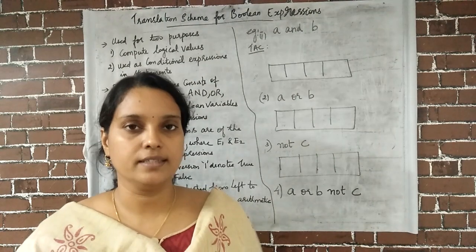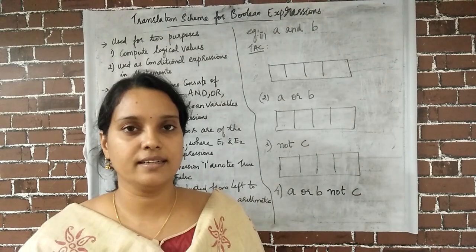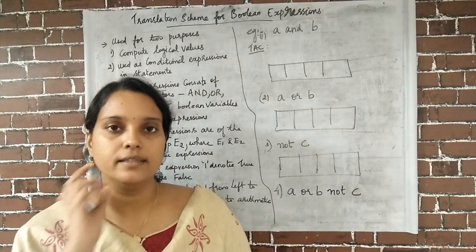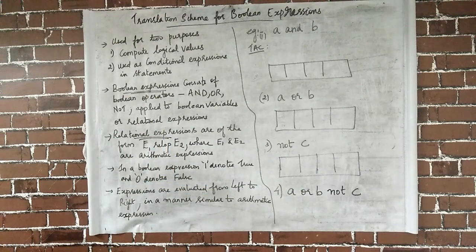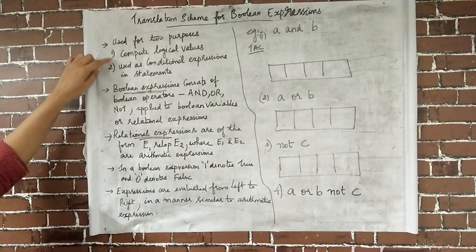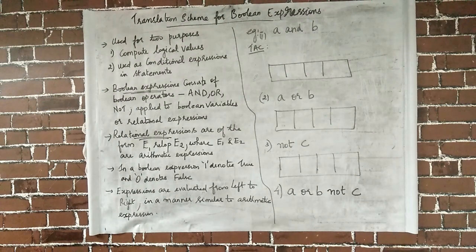Today we are going to discuss how we can generate a three-address code for a Boolean expression. Boolean expressions are mainly used for two purposes. The first purpose is to compute logical values, and the second is to use them as conditional expressions in statements such as if, else. So in conditional statements we use Boolean expressions.